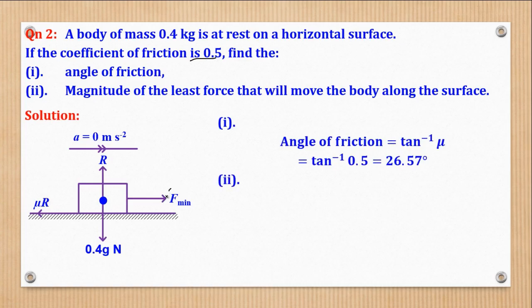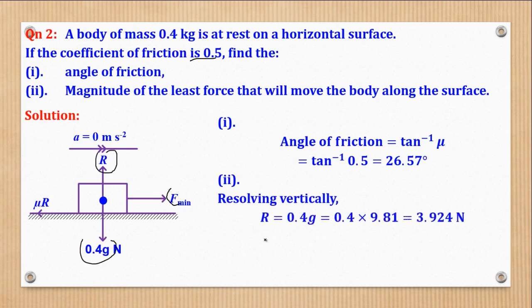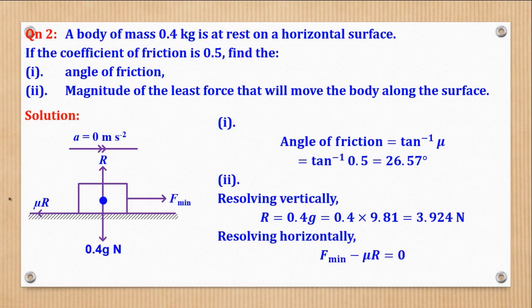(ii) They want the value of F min. So first of all, resolving vertically, R is equal to 0.4g. Substitute for g to get the value of R. Then horizontally, F min minus μR is equal to 0 because the acceleration is 0. Therefore, F min will be μ times R to give you this. And that's what they wanted.